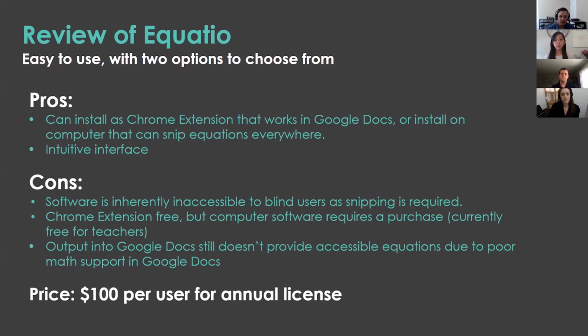So the price of Equatio is $100 per user for an annual license. I also wanted to mention really quickly about Equatio, because I saw some questions about a comparison between Equatio and MathPix. Equatio actually uses our software for the snipping aspect that Thomas just mentioned. So you should expect to see the exact same result if you're using Equatio to do snipping. I just wanted to mention that.